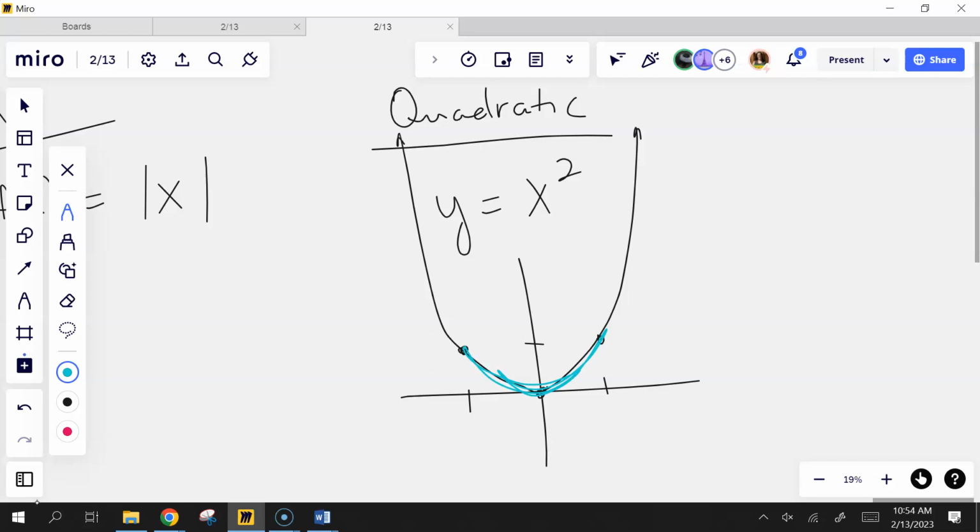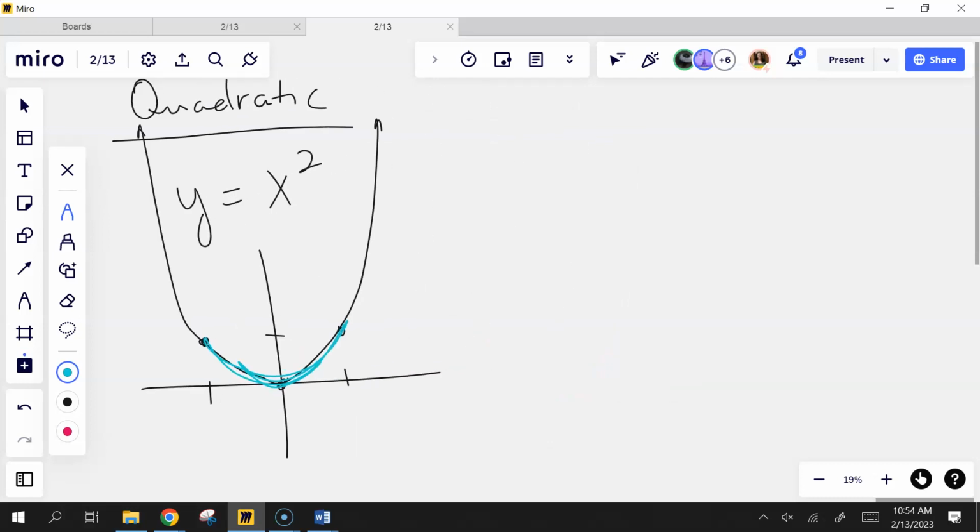Cubic. Cubic is probably something new. In fact, the end behavior that I asked you to describe on that graph, that y'all said looks like an S, was actually a cubic graph. And the cubic graph is just x cubed.